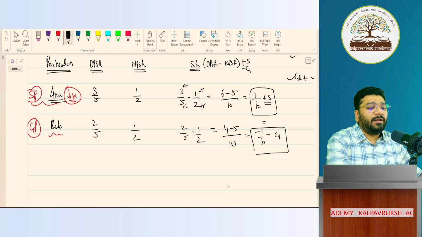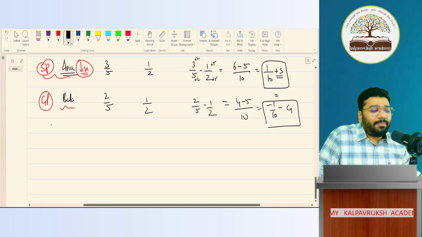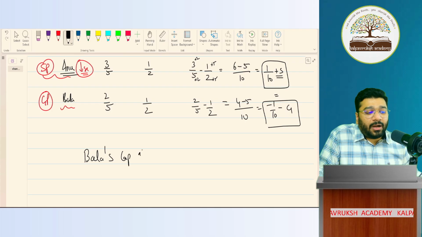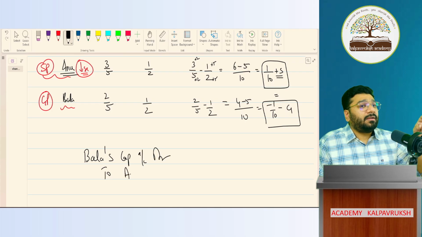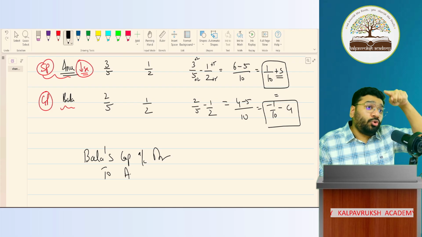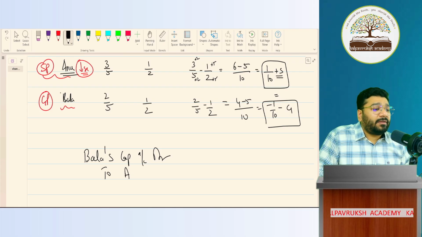In this, who's the gaining partner? Bala is the gaining partner. So Bala's capital account debit to gaining partner's capital account debit to sacrificing partner. Who's the sacrificing partner? Anu. To Anu's capital account.